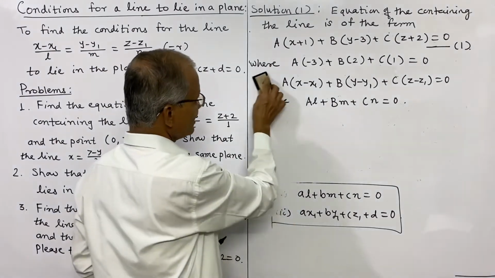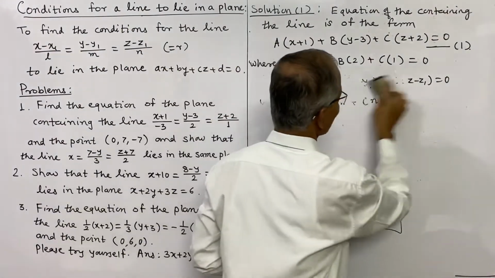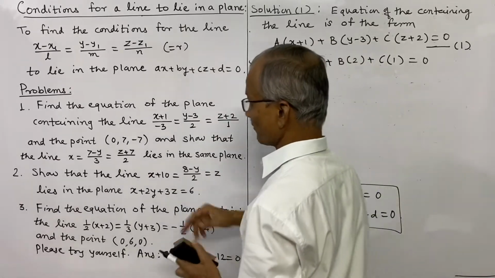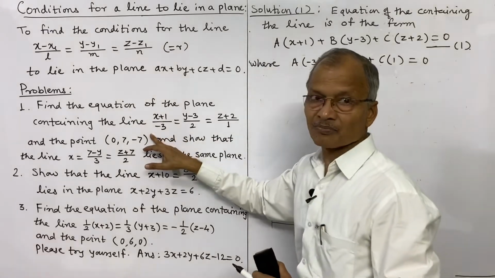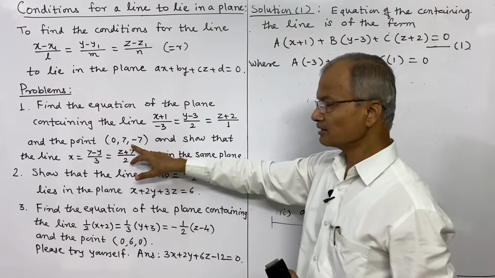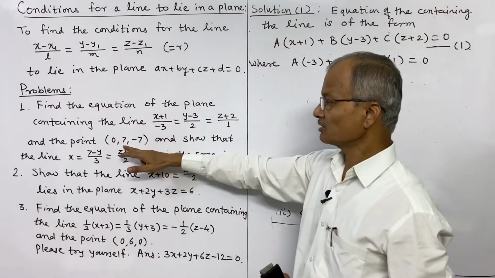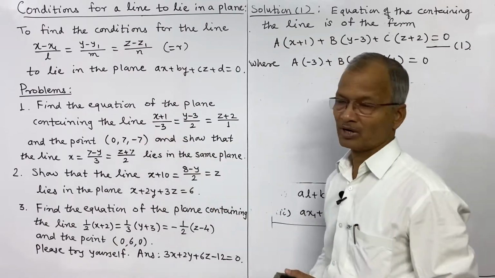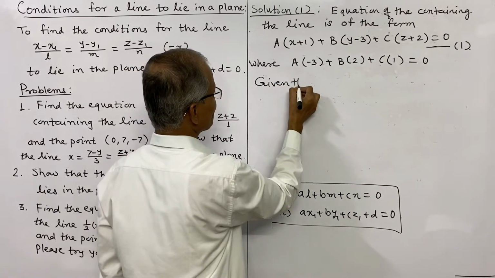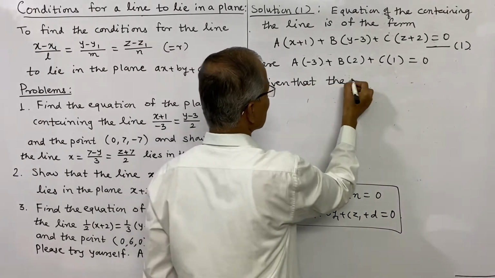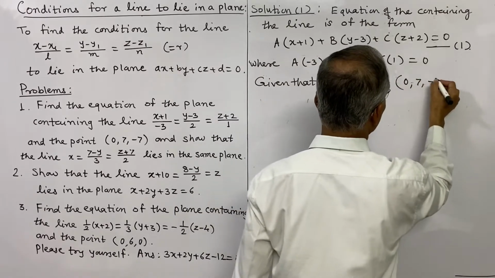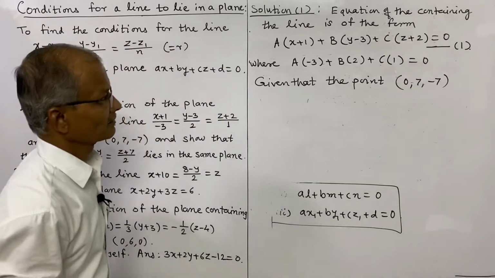But what we need is the values of ABC, and to get the values of ABC, see the problem: there is one more condition given. The plane contains this line, and the plane passes through the point, or the plane contains this point, meaning the point is on the plane. Given that the point (0, 7, minus 7) is on the plane.